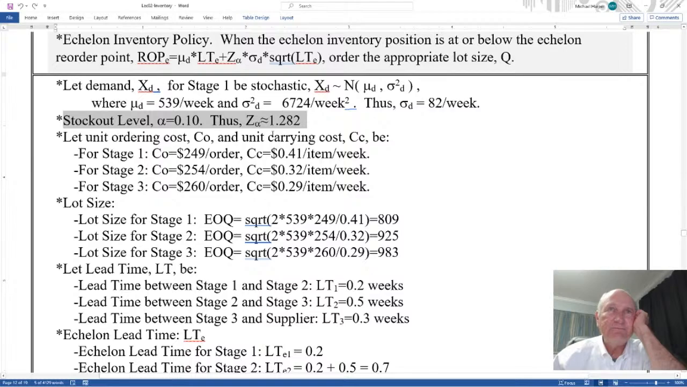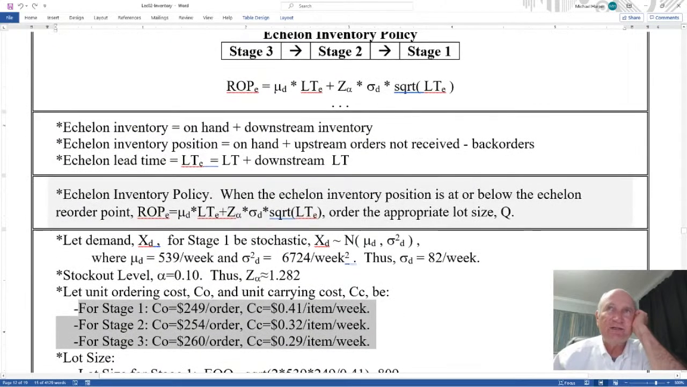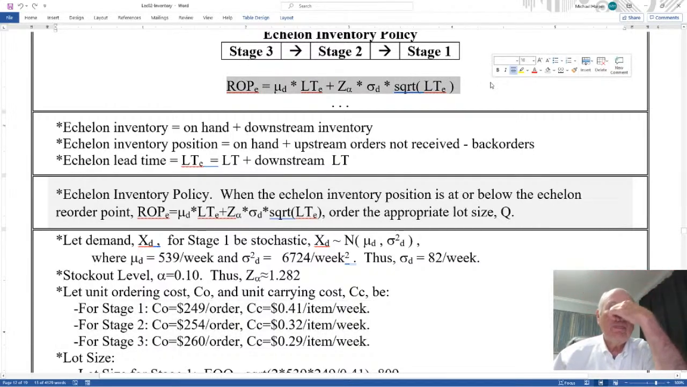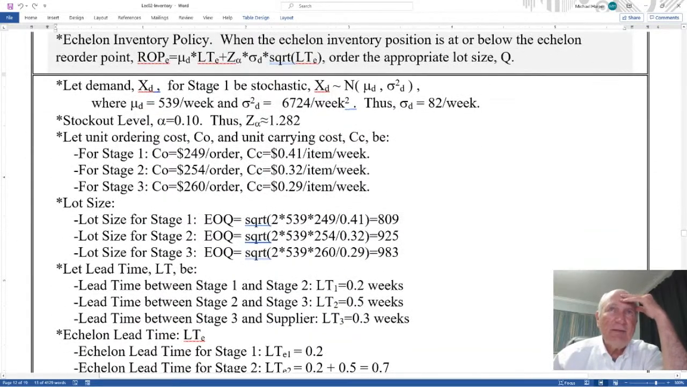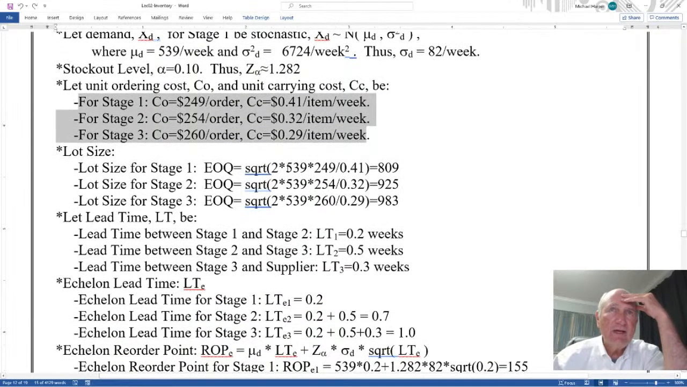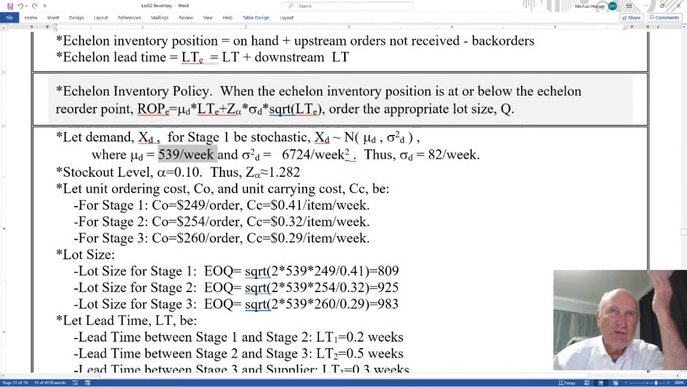Okay, now let's let the ordering cost for stage 1 and stage 2 and stage 3. We have 3 different stages. Stage 1 is downstream, and stage 3 is upstream. So here's ROP. So the example says, okay, well, let's look at the ordering cost. We have different ordering costs for each one. We have different carrying costs for each one. Okay, but we have the same demand for each one.